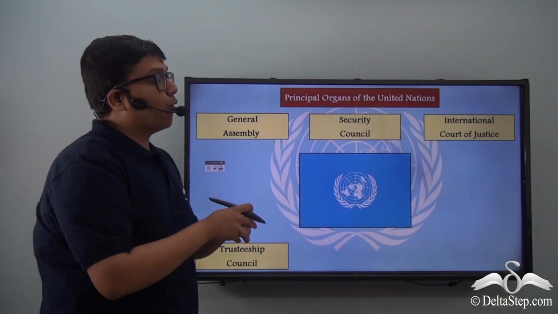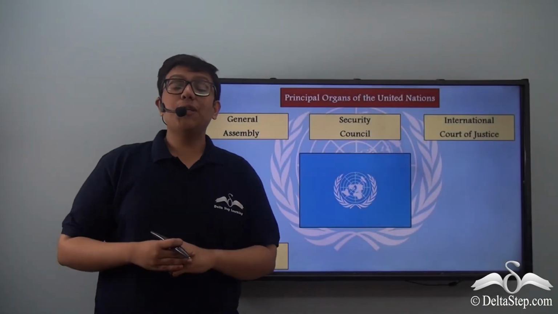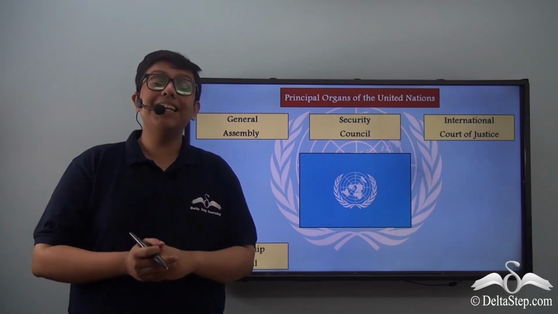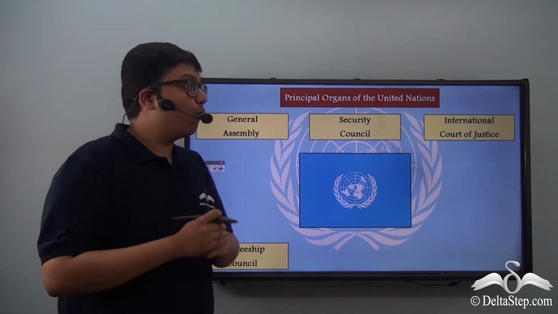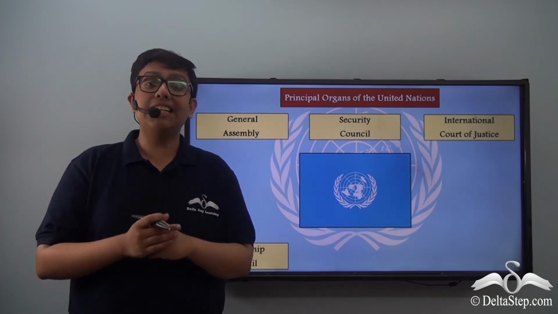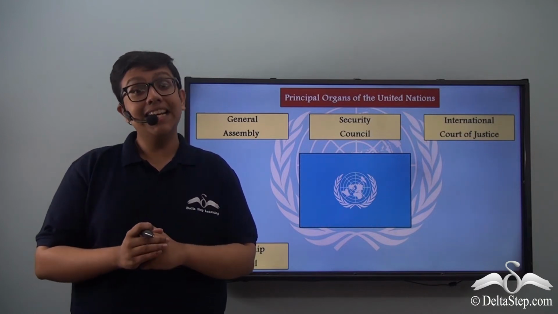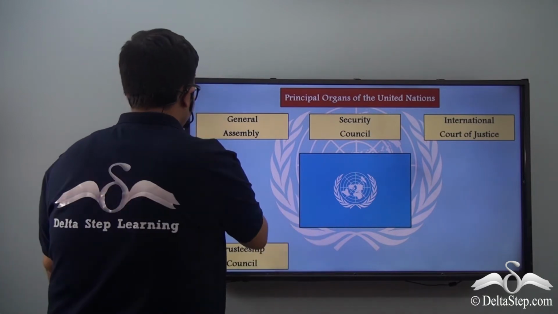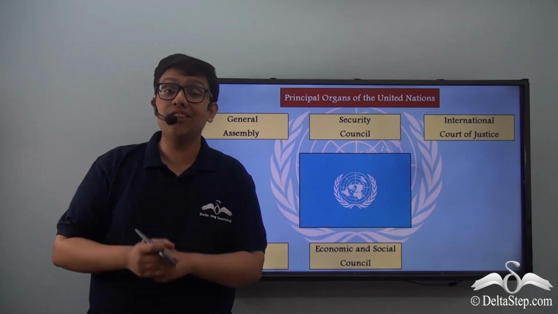The next principal organ which we see of the United Nations is the Trusteeship Council. Now, the Trusteeship Council was formed after the end of the Second World War with a specific objective of helping non-self-governing territories to achieve independence. This is also the only UN principal organ which is now defunct, as its objective has been fulfilled. However, if the Council ever feels that they need to meet again, they can do so, because the organ is defunct, not abolished.